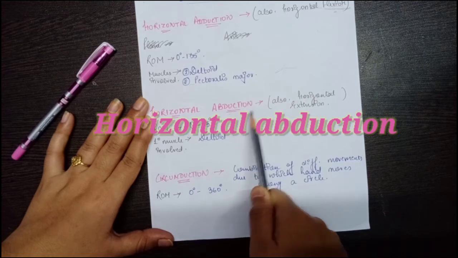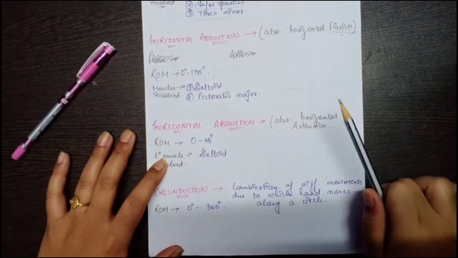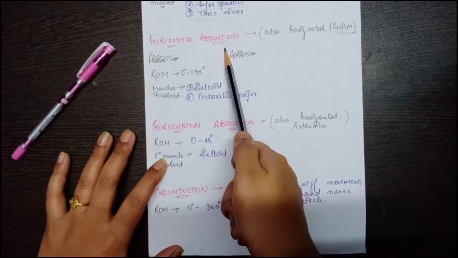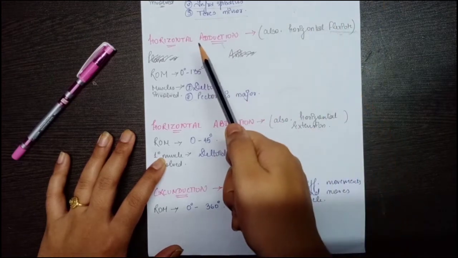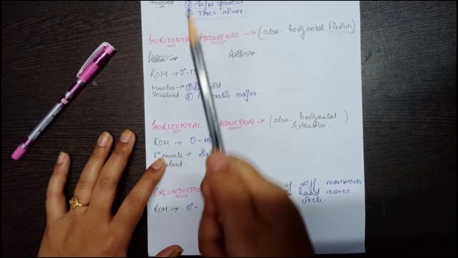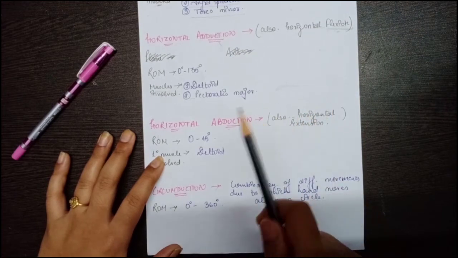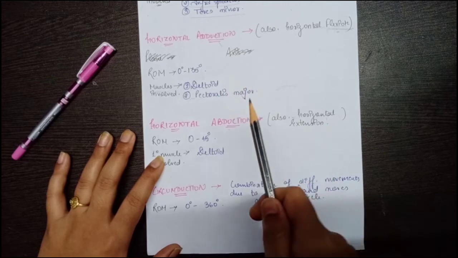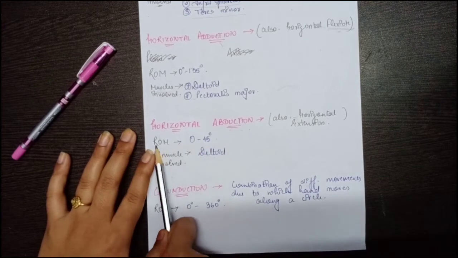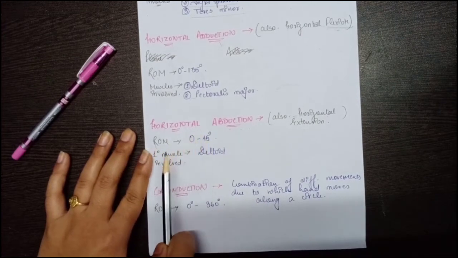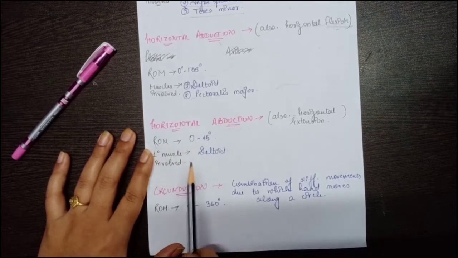Horizontal abduction is also known as horizontal extension. So yeah, one more point that I have to add in adduction would be, horizontal adduction is the movement that is forward movement, that is horizontal flexion, but towards the body. Adduction is always towards the body, right? And in horizontal abduction, that is horizontal extension, there would be the movement of the arm away from the body. The range of motion we see here is 0 degree to 45 degree, and there is only one primary muscle involved in horizontal abduction, that is your deltoid.